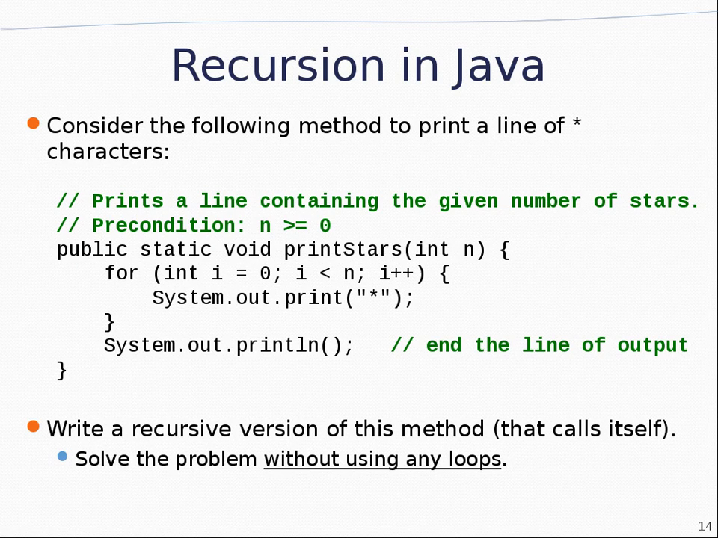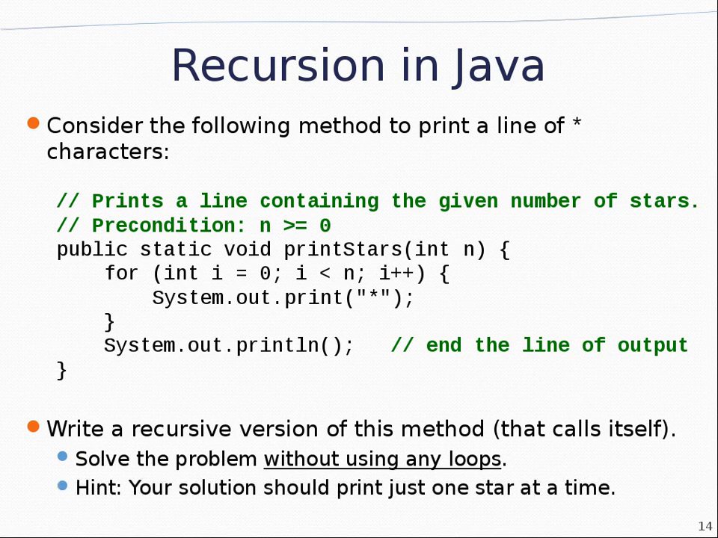How many stars? N stars. And then what does it print? It prints a star N times, and then what happens next? It breaks out. Yeah, a new line. Println is a new line. So it prints a star along the line, and then when it's done, it prints a new line, so it goes to the next line. So how can we do this without loops? Can anyone think of how we would do this without loops?